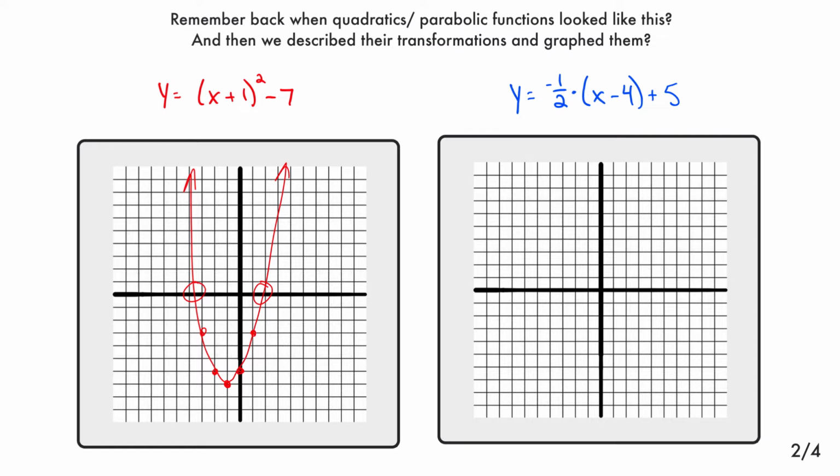The blue one saying we move right 4, up 5. 1, 2, 3, 4, 5. And then we would flip it vertically because of the negative in front of the 1/2, and we compress it vertically by 1/2, so it looks something like this. And again, what we're doing today is not necessarily focusing on the graphing component. We've already done that to a large degree. We're going to be focusing on finding the x-intercepts.